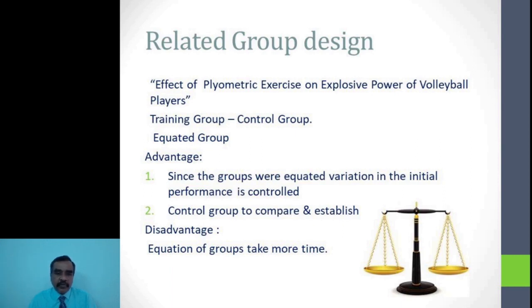Disadvantages: equating the groups may take more time. A random group means you can select it as and when you need, but when you need equated groups, it will take some time to test the explosive power of all the subjects involved, assign the equal scores to each group, find the mean, and verify that there is no difference between the two groups, the training group and the control group. You have to verify that at the initial stage itself. It will take some more time. That is the disadvantage of this design.